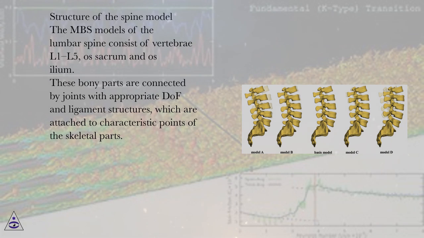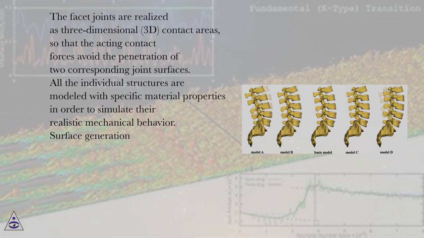the skeletal parts. The facet joints are realized as three-dimensional, 3D, contact areas, so that the acting contact forces avoid the penetration of two corresponding joint surfaces. All the individual structures are modeled with specific material properties in order to simulate their realistic mechanical behavior.